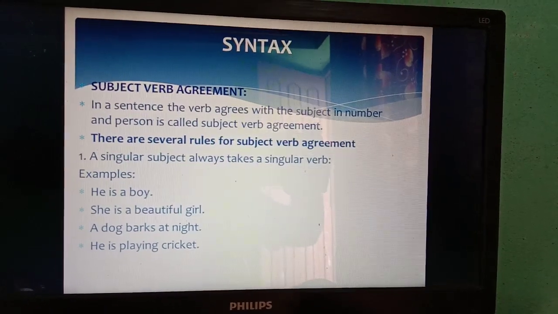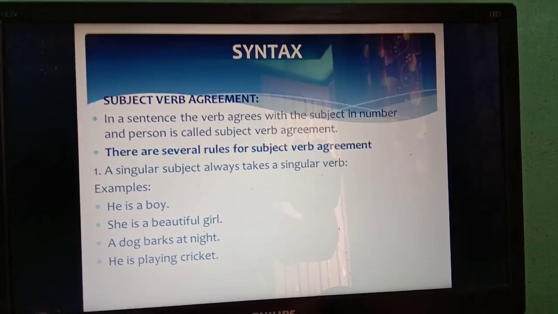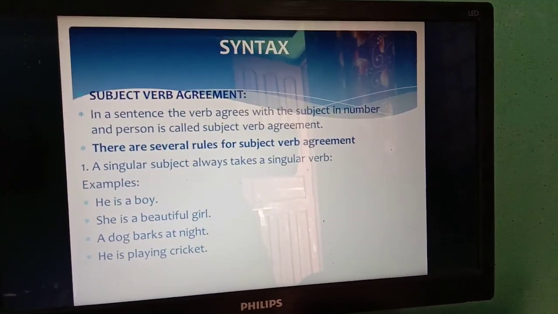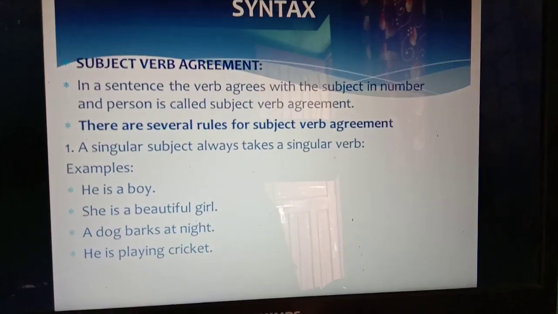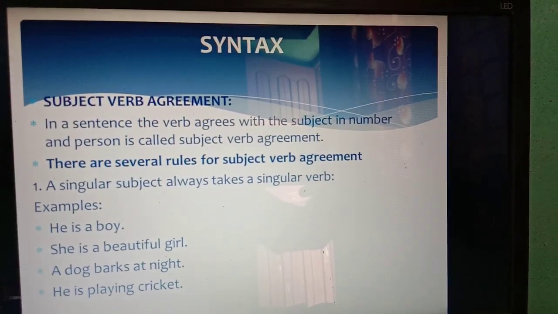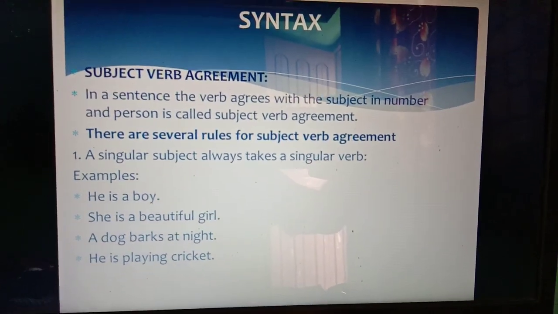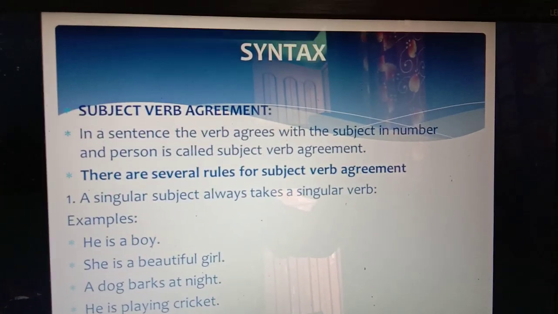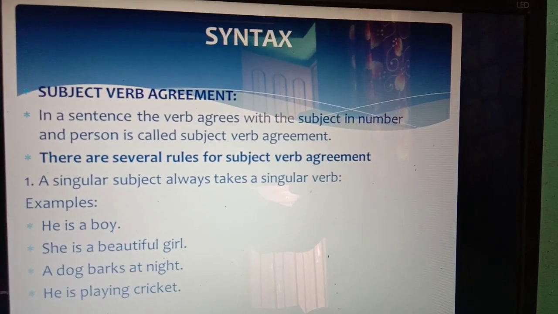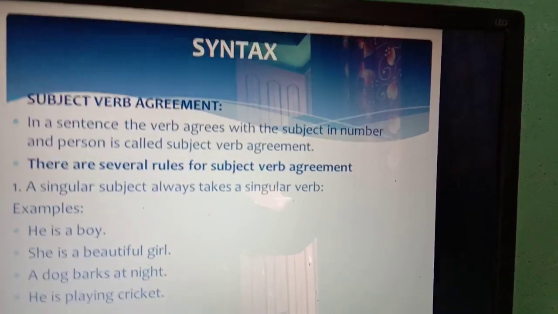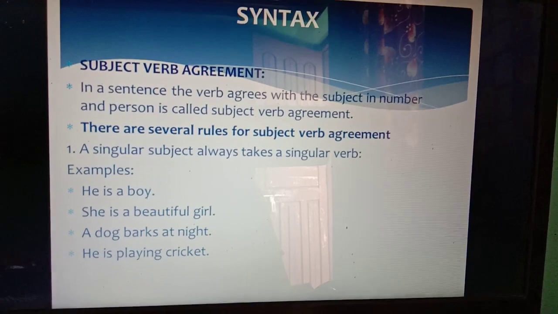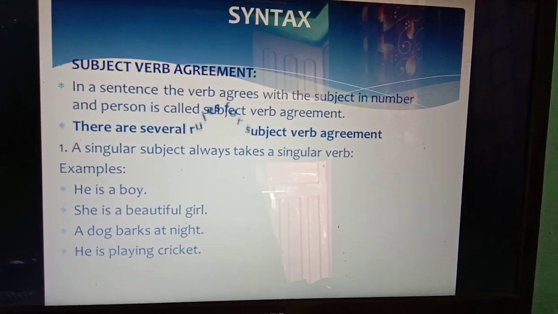So now let us come back to the details of subject-verb agreement. Now there is a definition of subject-verb agreement. In a sentence, the verb agrees with the subject in number and person, and this is called subject-verb agreement. There are several rules for subject-verb agreement.